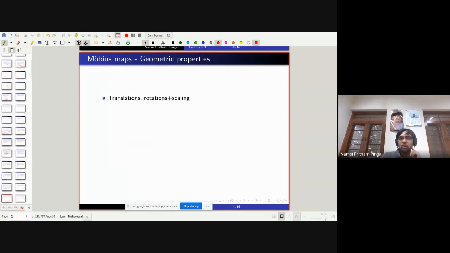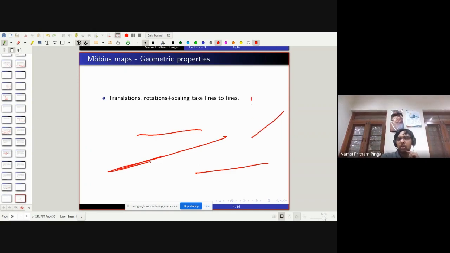All right. So translations, rotations, and scaling take lines to lines. Of course, right? If you have a line and you translate by a complex number, you get a line. If you scale it, it'll just be another line, a larger or smaller version of it. If you rotate it, it'll become another line. So if I apply these one after the other, this line goes to some line.